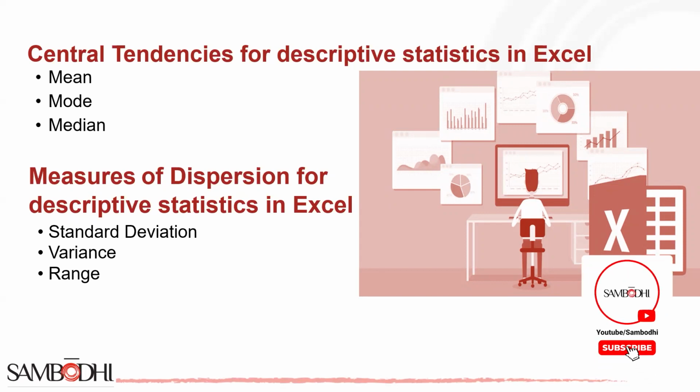Mean, this measure is the one with which you are most familiar. It's the sum of all observations divided by the number of observations. It's best for data that follows symmetric distributions.